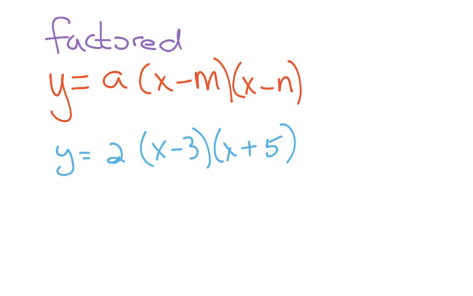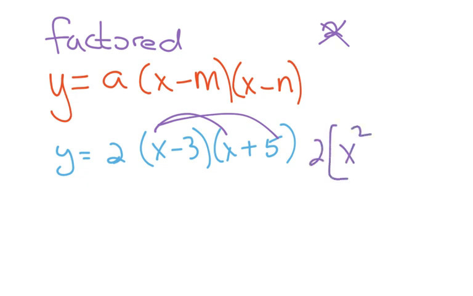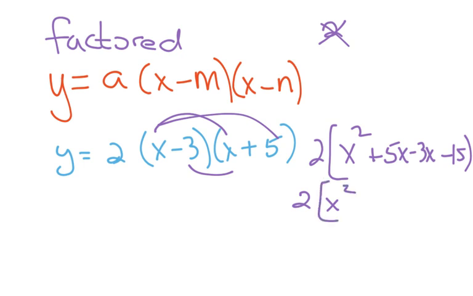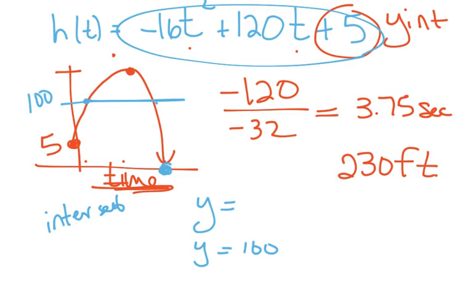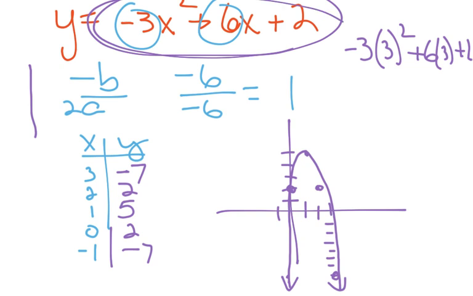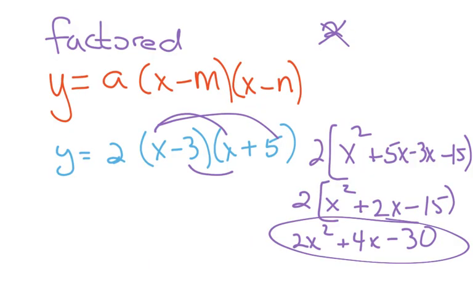It doesn't have a little square up there, right? But if I were to FOIL this out, I would get x squared, put the 2 out in front, 2x squared, plus 5x, and I get negative 3x, negative 15. Then that would become 2x squared plus 2x minus 15, distribute, and you get 2x squared plus 4x minus 30. So you can see that this could be in standard form, like the problem before. That's standard form, right? It could be just like that, or it could be factored.